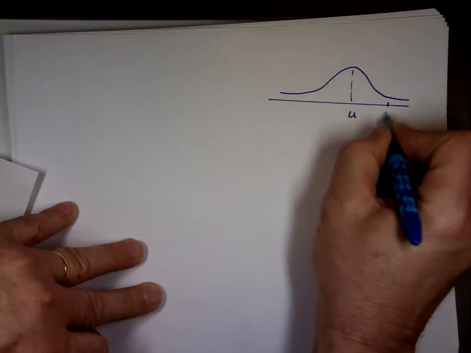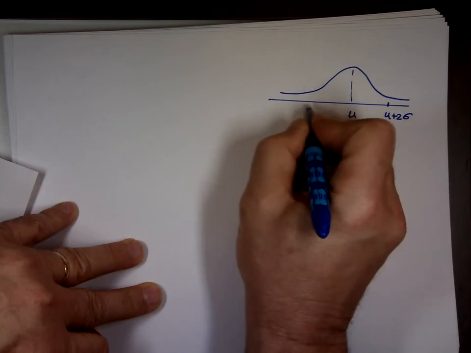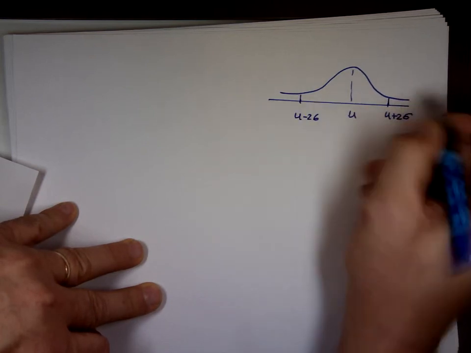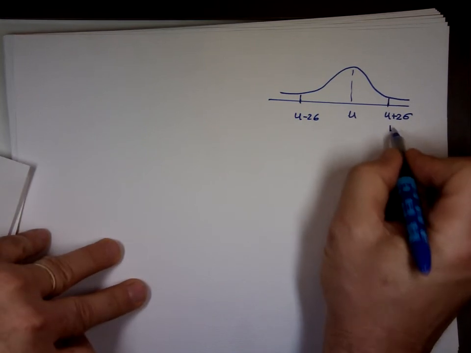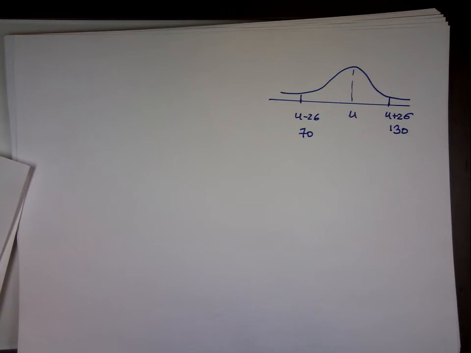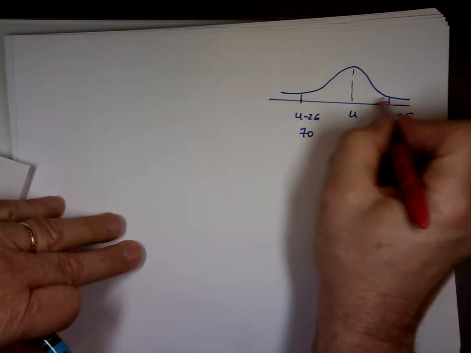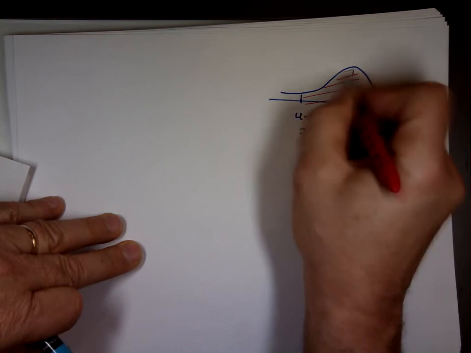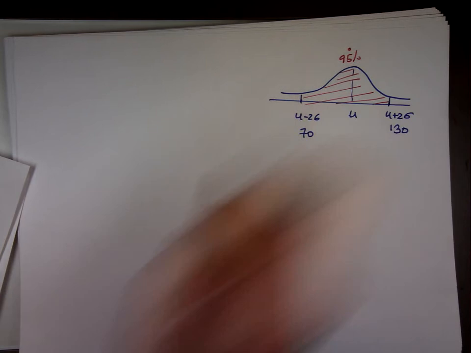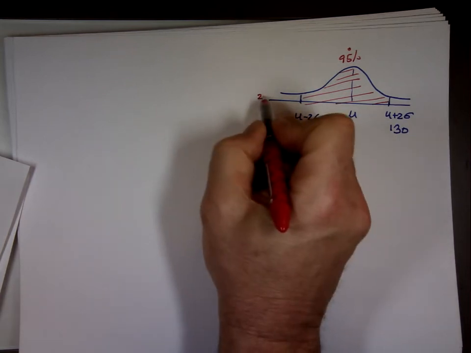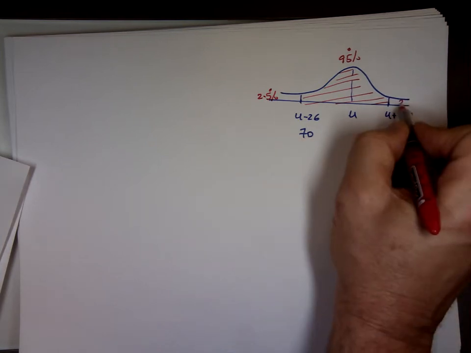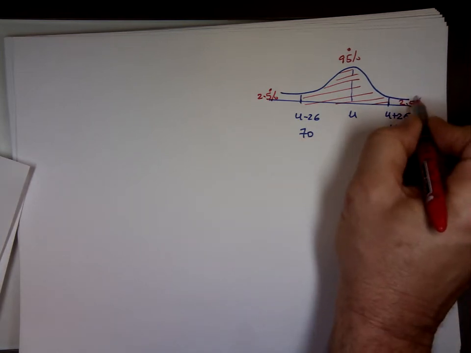Mu plus 2 sigma, mu minus 2 sigma. So we expect this one is what, 130? And this is 70. 95% of the people in the world taking this test should score between these two numbers. That means there's 2.5% of the people going to score below that 70, and only 2.5% of the people is going to score above the 130.